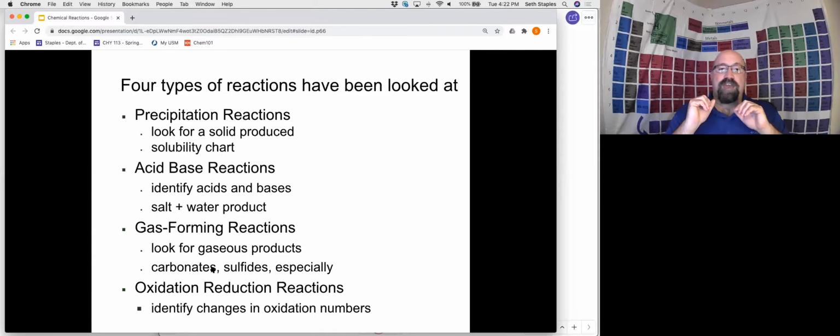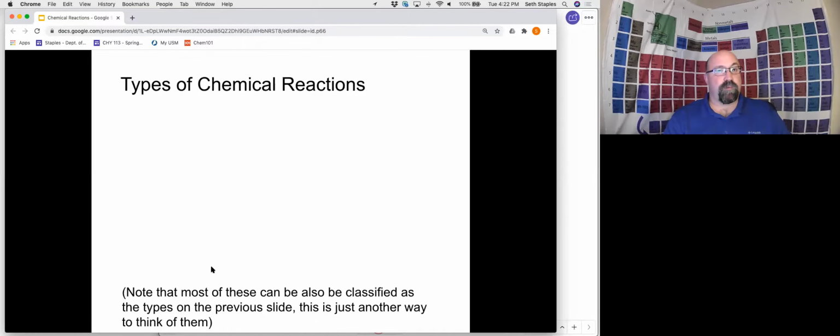And then we also looked at oxidation reduction reactions. To identify if something is an oxidation reduction reaction, we need to identify changes in oxidation numbers. We need to literally look through and find the oxidation number on every species in the reaction, see if any of them changed. If some of them changed, then it's an oxidation reduction reaction.